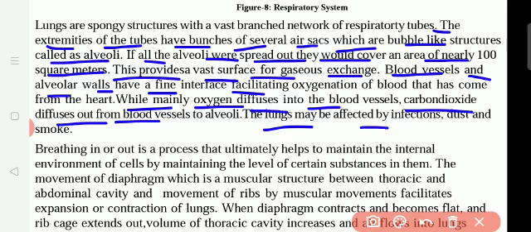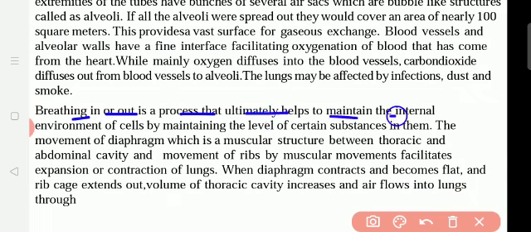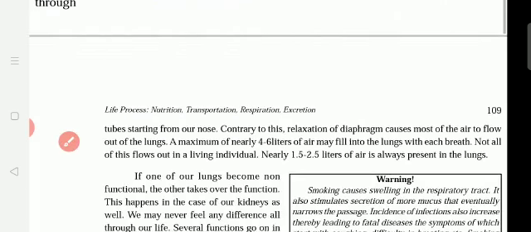The lungs may be affected by infectious dust and smoke. Sometimes lungs can be affected by dust. Breathing in and out is a process that ultimately helps to maintain the internal environment of cells by maintaining the level of certain substances in them. Okay, so breathing in and breathing out. And next one, so this and everything you read and understand.